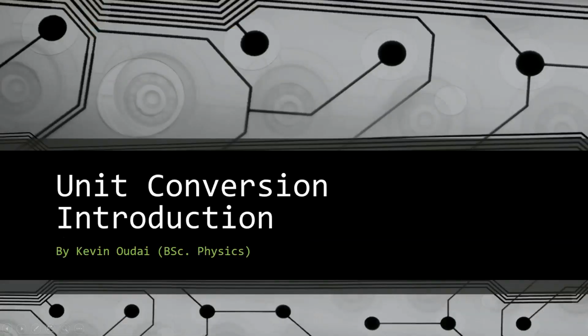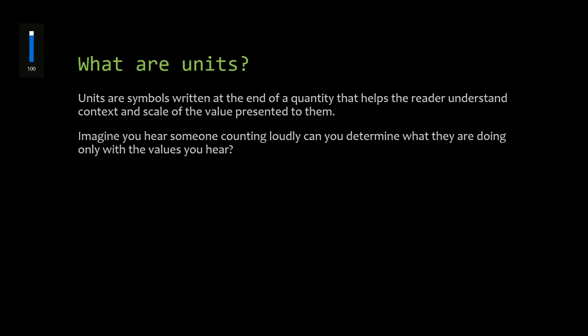In this lesson, I'm going to introduce to you what is unit conversion. Let's say, for instance, you heard somebody counting, and they're counting and going 1, 2, 3, 4, and so on. Would you be able to tell exactly what that person is doing just from that count that you're hearing? And the answer is no, you can't be sure of what they're doing, but you can probably guess what they're doing. You may guess that they're simply playing hide and seek with somebody, or maybe they're counting something, but you don't know what else they're doing.